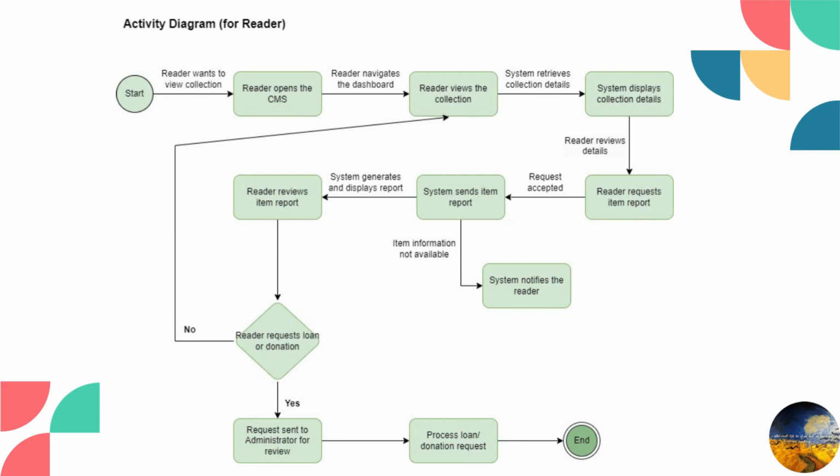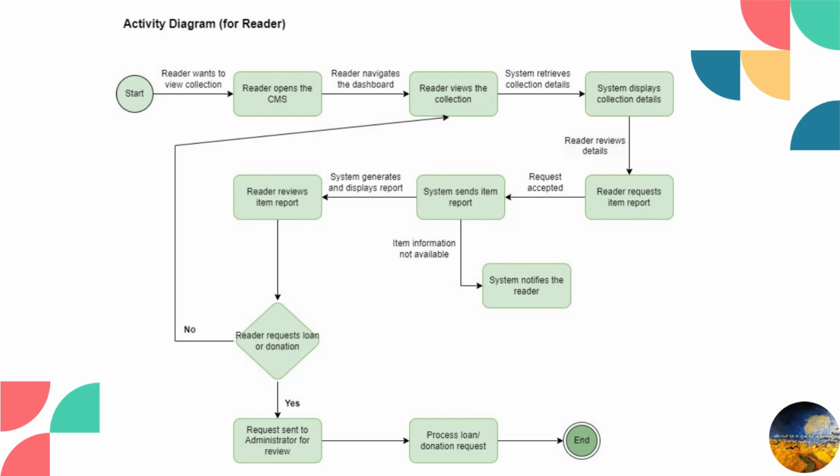Hello everyone, this is Karen Villablanca and this is our activity diagrams. Let's start with the activity diagram for the readers or customers. As seen in this diagram, the reader initiates the activity by starting the system. They can view collections from the system's database. The system will provide collection information, and upon requesting an item report, the system generates and displays it if available. Otherwise, it notifies the requester.